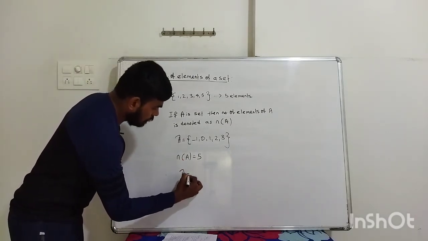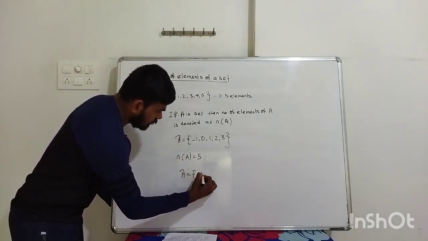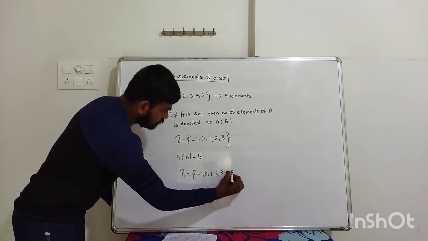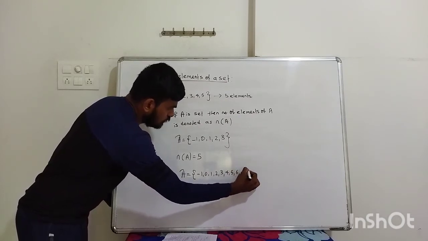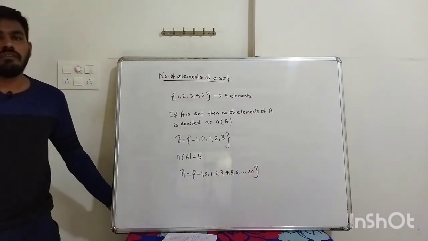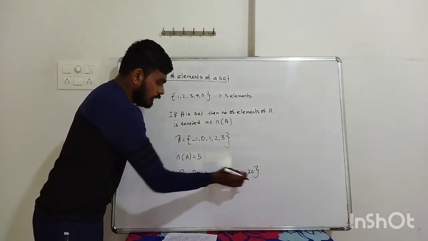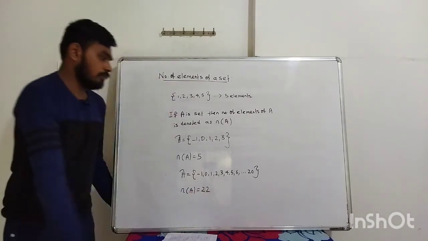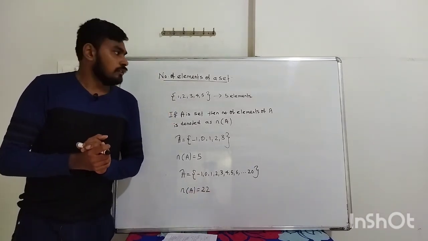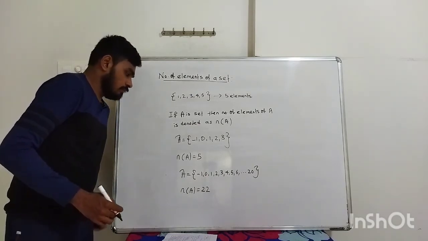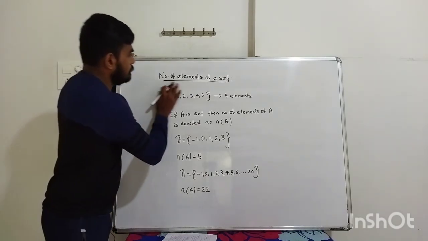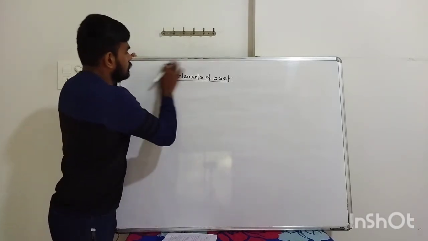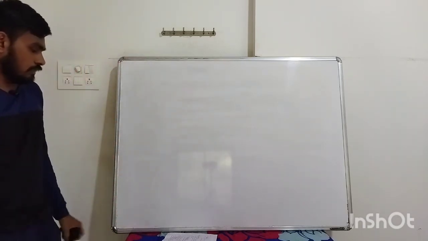Similarly, if A is {-1, 0, 1, 2, 3, and so on up to 20}, here we can count. Obviously this will go till 20, then 21, 22. So the number of elements of A is 22. Okay, so I'll drop this. These are the number of elements of a set.